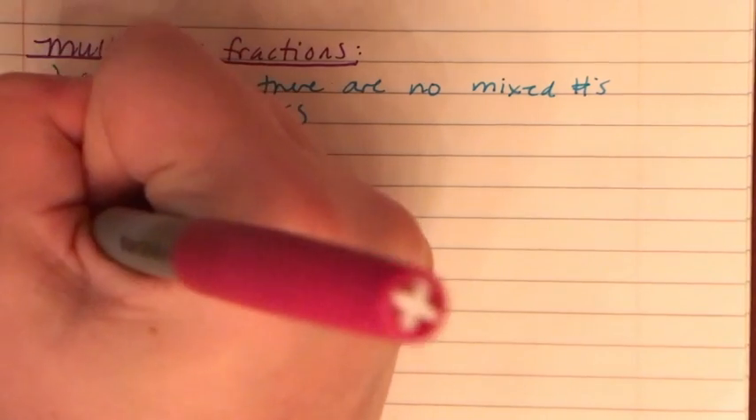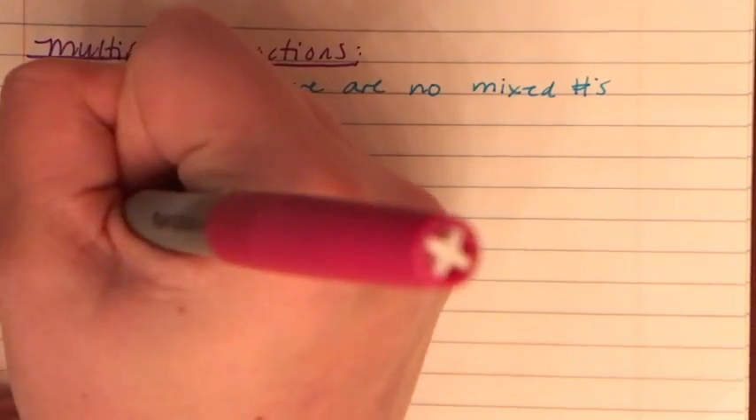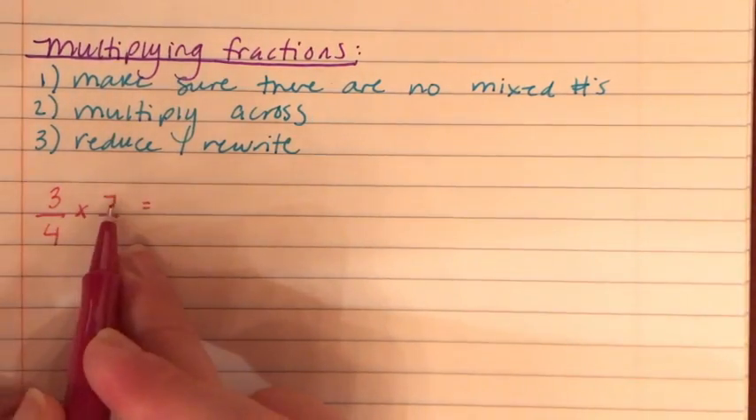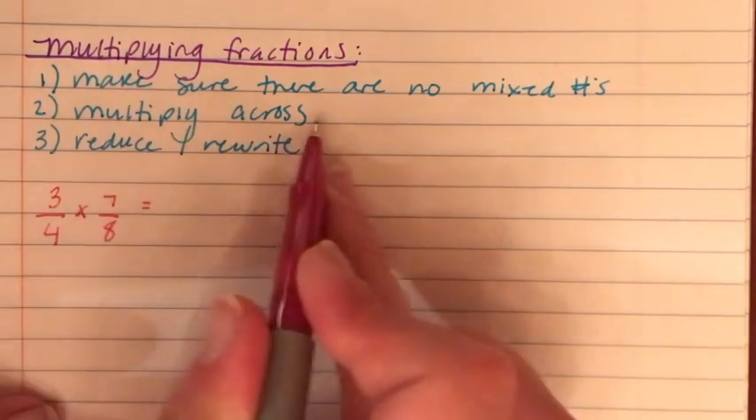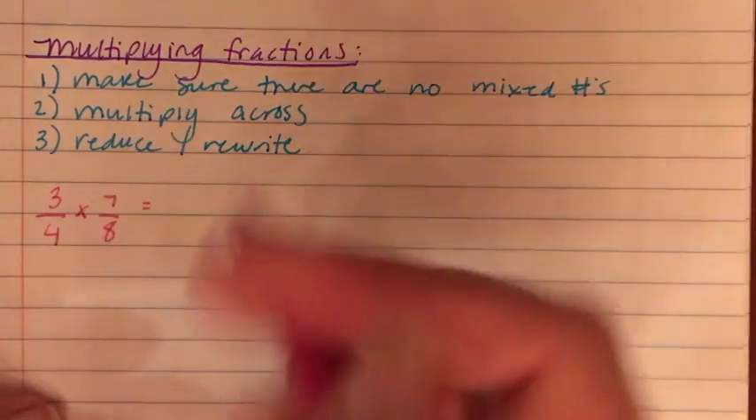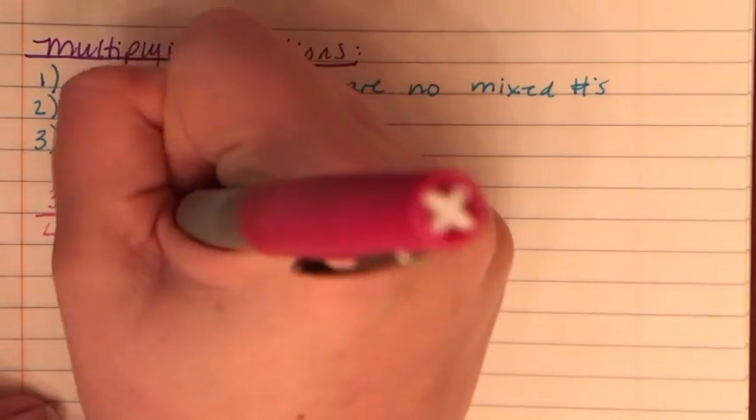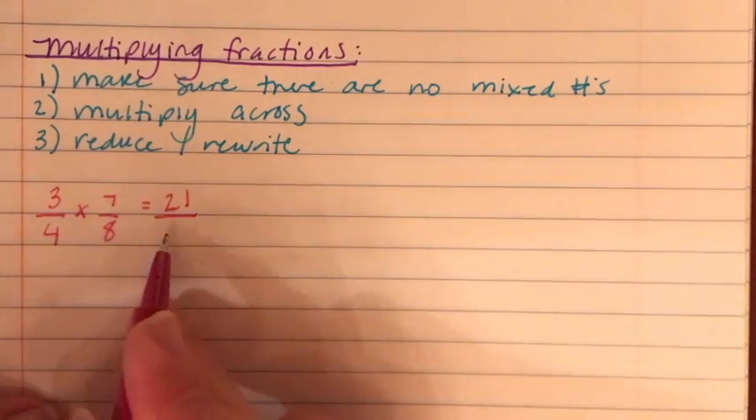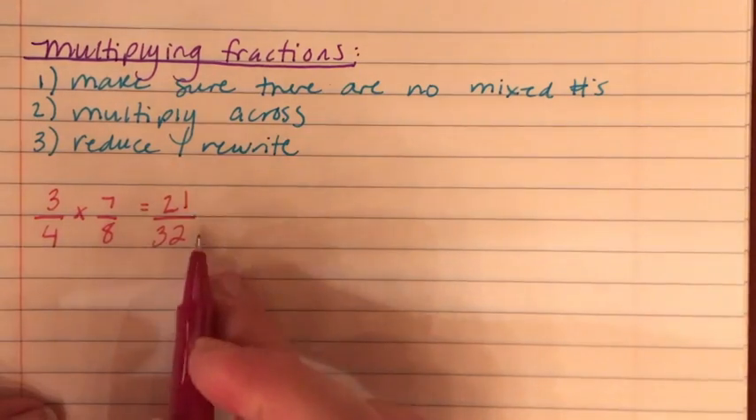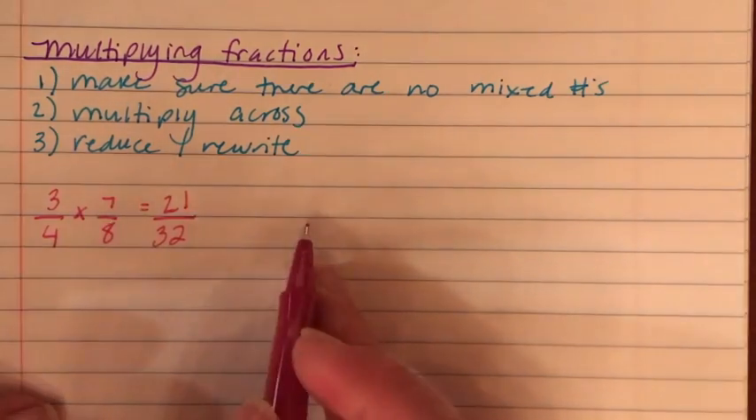So let's say I have 3/4 times 7/8. 3 times 7, so again, it's to multiply across. I'm not going to make you rewrite it. So it's 3 times 7, which is 21. 4 times 8 is 32. They share no common factors, so I am done.